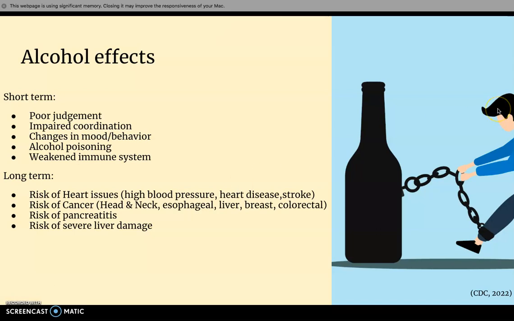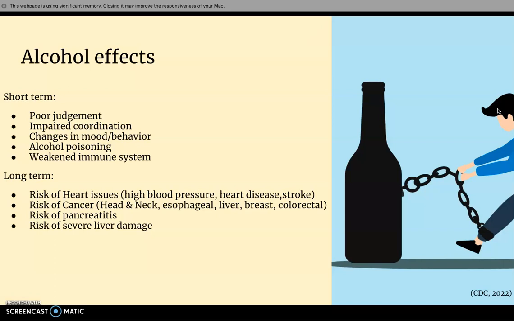Alcohol effects. Some short-term effects of alcohol are poor judgment, impaired coordination, changes in mood and behavior, alcohol poisoning, and a weakened immune system. All of these can lead to severe car accidents if you try to drive when you're under the influence of alcohol. This can lead to violence, just many issues if you're using alcohol, especially underage, using it without supervision or abusing it, using way more than you should. These are all issues that are short term.